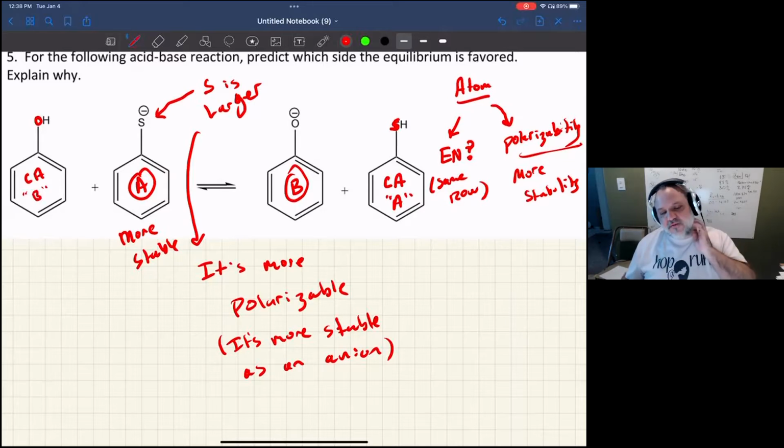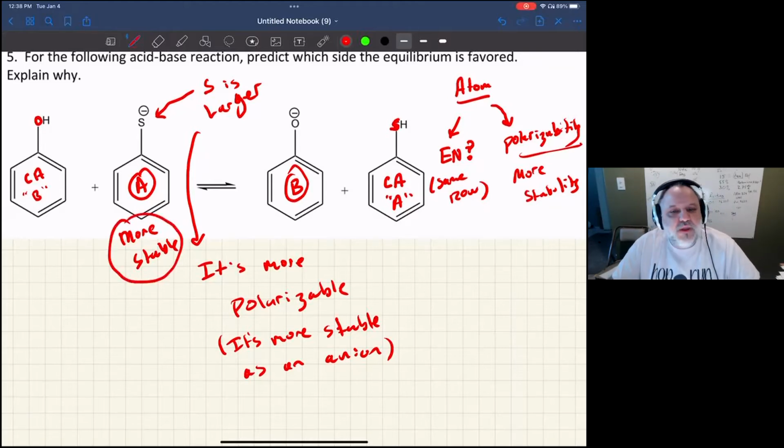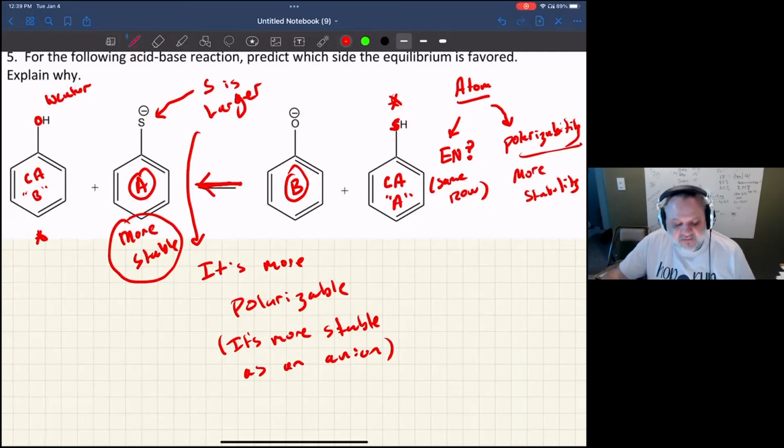And so let's go back to the two ways that we can think about it. The equilibrium favors the side of the reaction with the more stable conjugate base. That's this one. And we also can think about it in terms of the equilibrium favoring the side of the reaction that has the weaker acid. And so we decided that the stronger acid is the sulfur-based acid, and so this is the weaker acid. And so we're going to get the same consideration either way we look at it. So the equilibrium favors the reactants in this case.